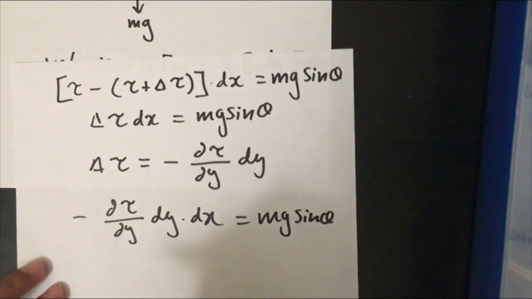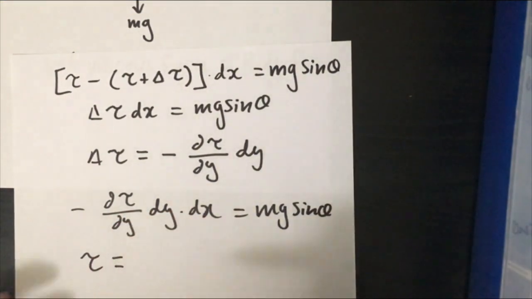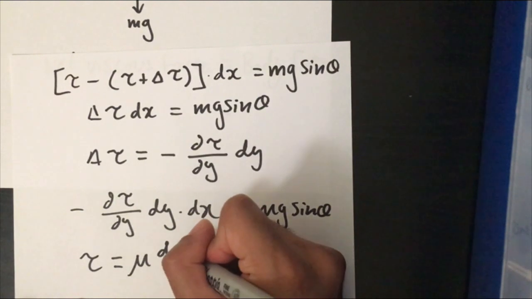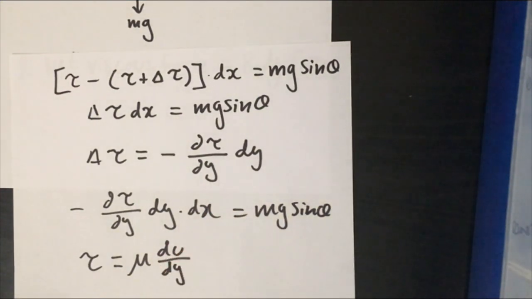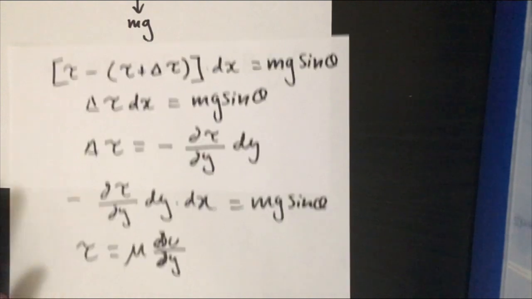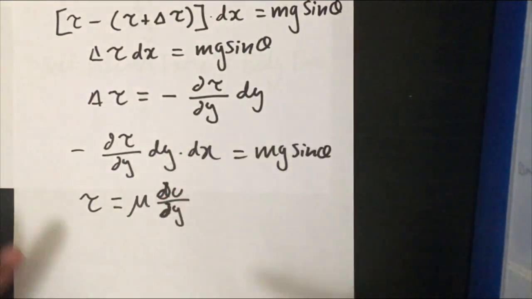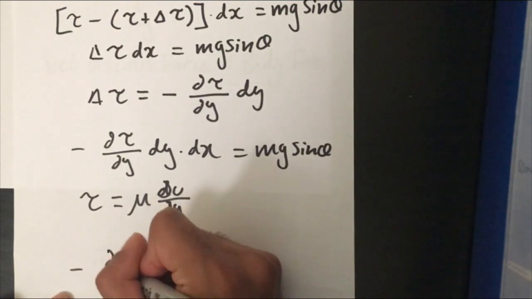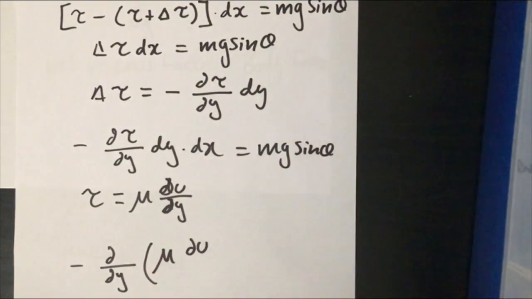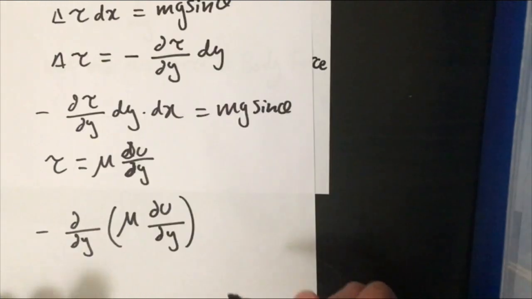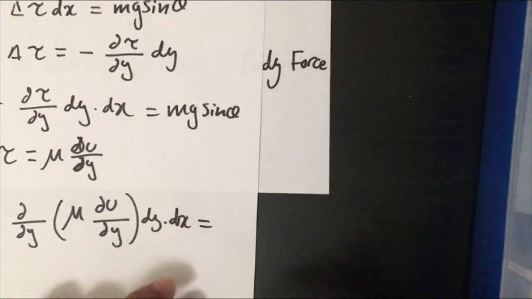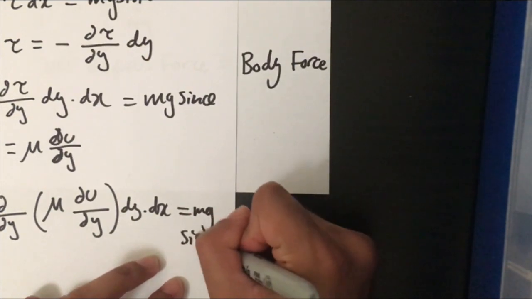So what we also have to know is that Newton, in one of his laws of viscosity, established that tau is equal to mu du over dy. Sorry, mu delta u over delta y. So we can substitute our tau into here. So we get minus delta over delta y, bracket all of this, mu delta u over delta y, times dy dx, and all of that is equal to mg sine theta.